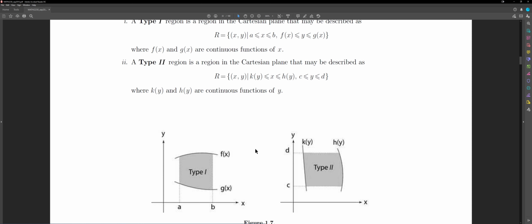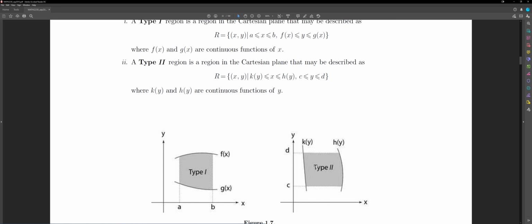For type 2, it's a similar sort of rectangular shape. But for type 2 now, what you have is the region is between two horizontal lines, y is equal to c and y is equal to d. So this is your line y is equal to c over here, and this is your line y is equal to d. And you see that your y values lie between c and d. So that is what this is saying over here. The y values lie between c and d.